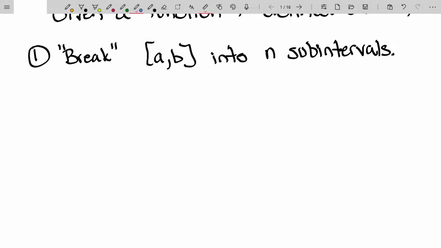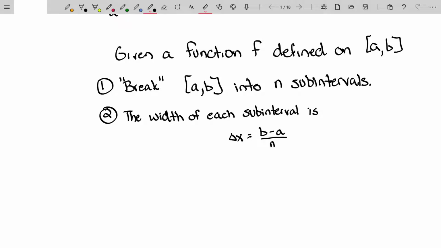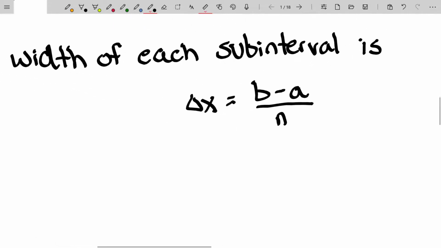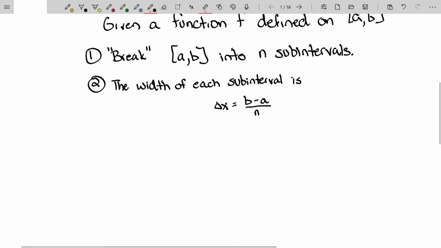Well, if you divide that interval from A to B into n subintervals, each subinterval will have the same width. So I'm going to note here, as a second little note, the width of each subinterval is delta x, that's what that little triangle is that I kind of sloppily wrote there, is equal to b minus a over n.